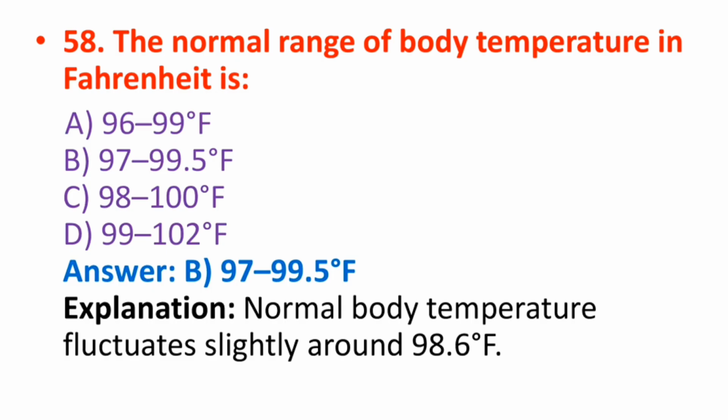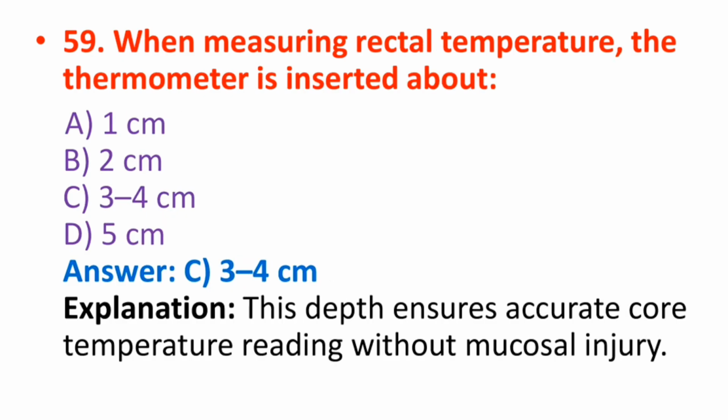The normal range of body temperature in Fahrenheit is option A, 96 to 99 degree Fahrenheit. Option B, 97 to 99.5 degree Fahrenheit. Option C, 98 to 100 degree Fahrenheit. Option D, 99 to 102 degree Fahrenheit. The correct answer is option B, 97 to 99.5 degree Fahrenheit. Normal body temperature fluctuates slightly around 98.6 degree Fahrenheit.